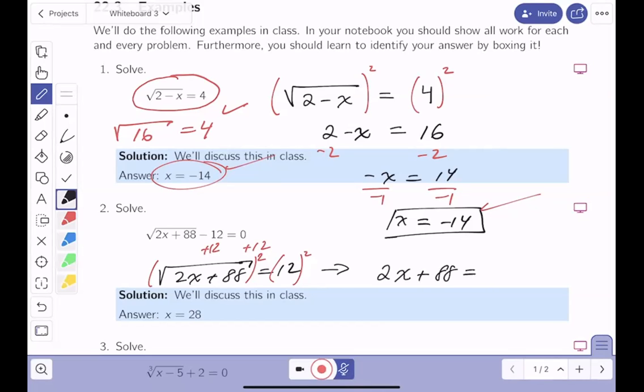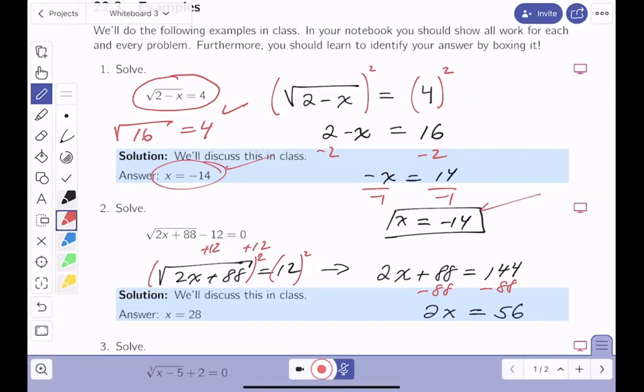And 12 squared, again, if you need a calculator to do that, please do so, but I hope you don't. 144. What am I going to do now? Subtract 88 from both sides. Relatively simple to do. You get 2x equals, let's see, 144 minus 88. I'm sorry, 56. Wasn't thinking.